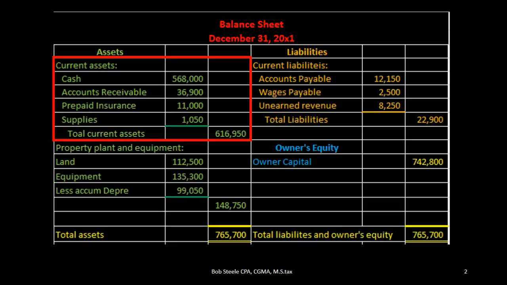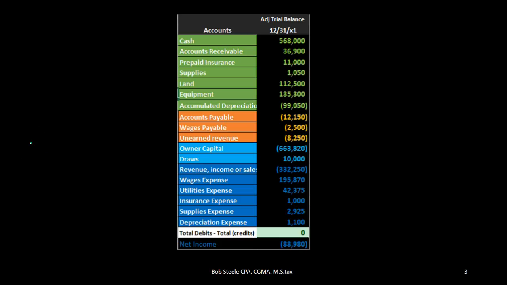Hello, in this lecture, we're going to create the current asset section of the balance sheet. We're going to create this current asset section from a trial balance. We're going to piece together the financial statements piece by piece as we go through a series of lectures. The trial balance here is going to be the adjusted trial balance.